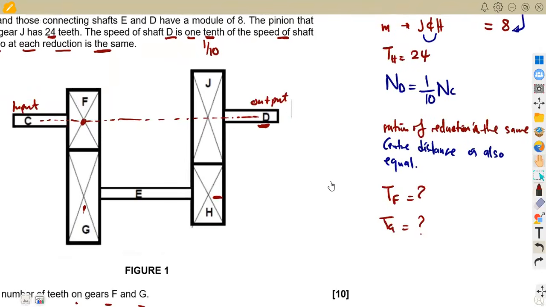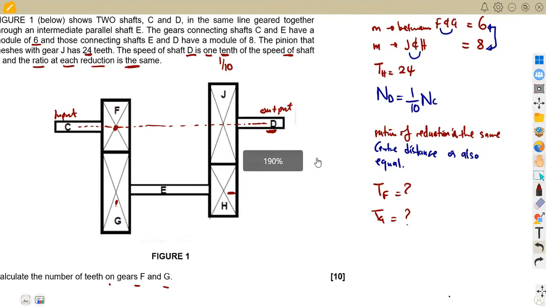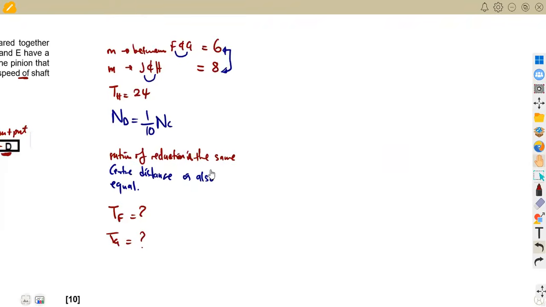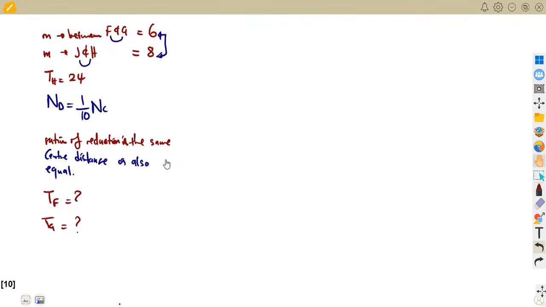What are we going to consider? Whenever we are dealing with the reduction, we are supposed to be thinking of the ratio of speed, the input speed over the output speed, related to the number of teeth of the driven and the number of teeth of the driver. That is the whole concept of this topic. So let us get back to the formula.